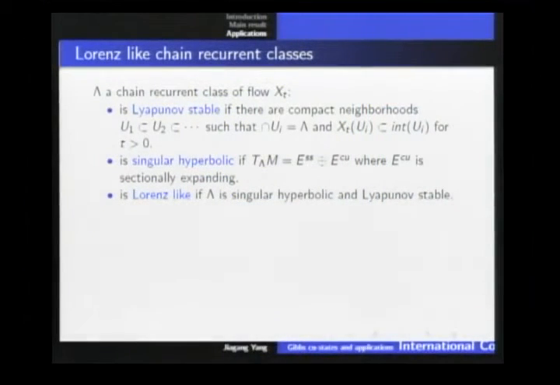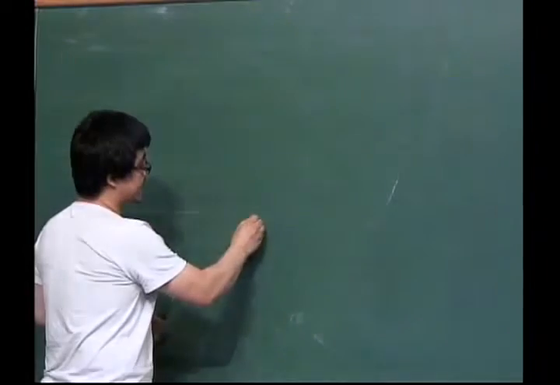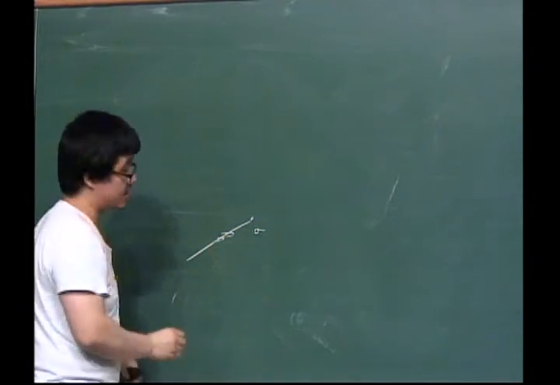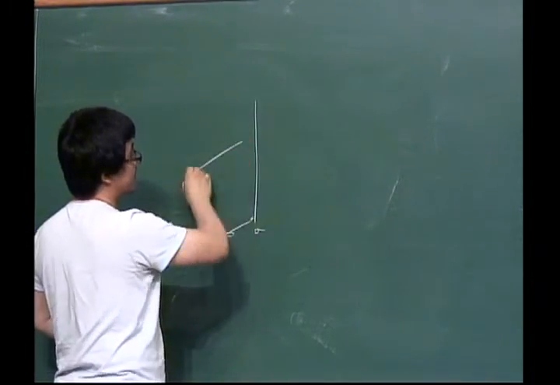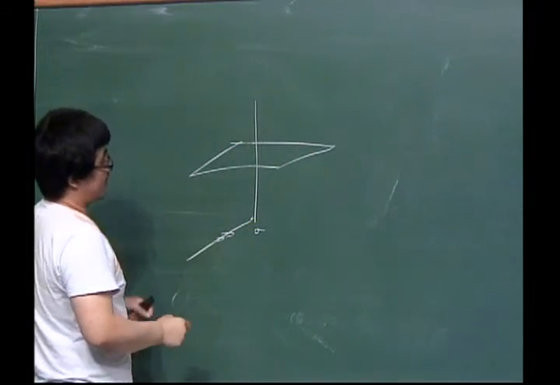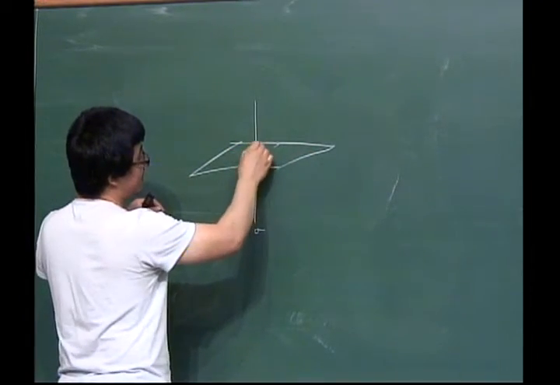Okay, so we are almost finished. Now we are in the last part, finally. We are trying to give a new application about the Lorenz attractor, its own flow. So the Lorenz attractor, the standard Lorenz attractor, is a geometrical attractor. You have a singularity, you have a strong stable direction, and here you have the section. This section comes back, and its return map should be like this.